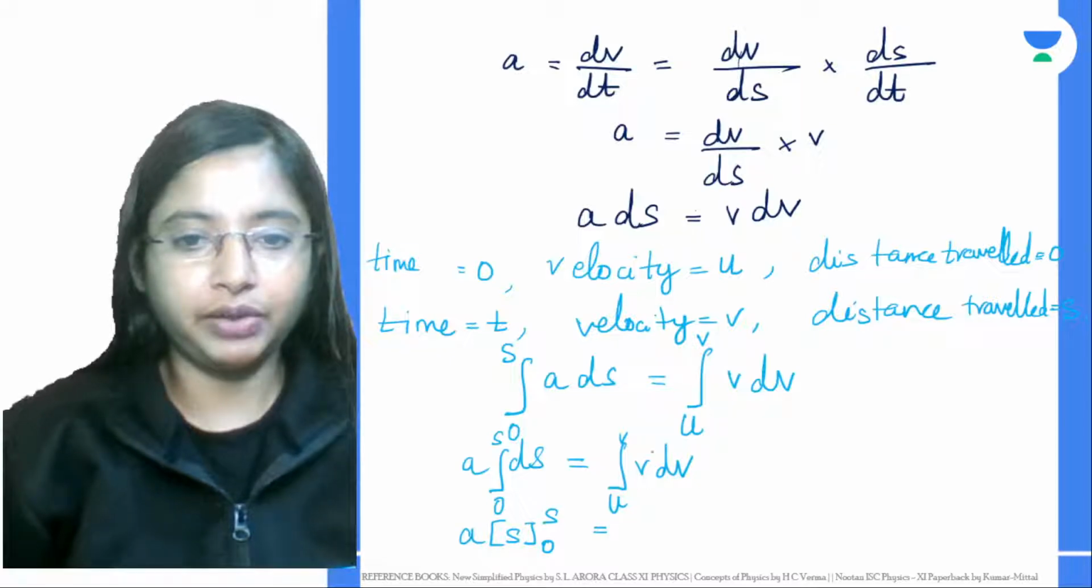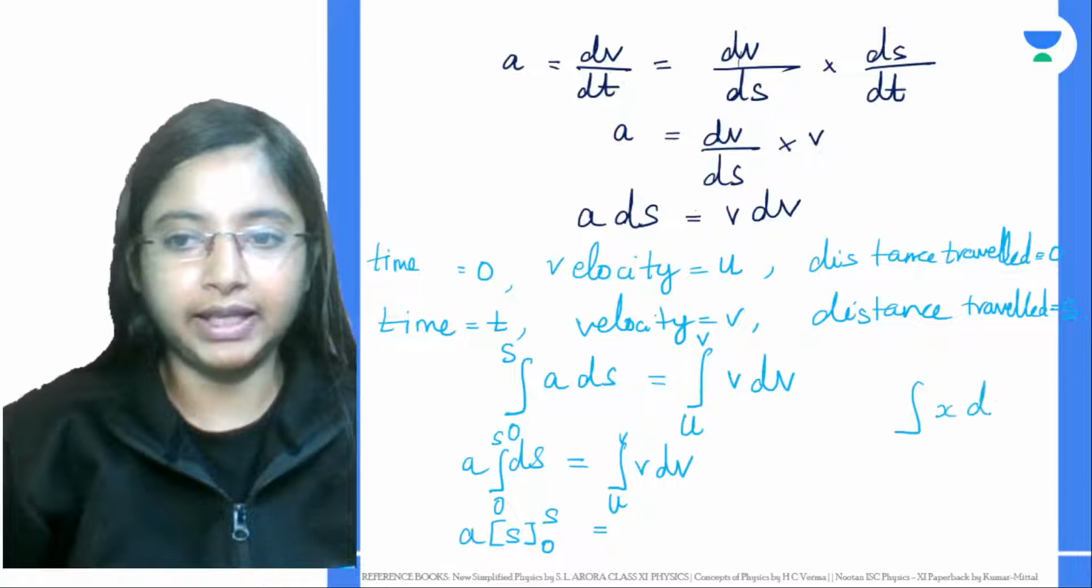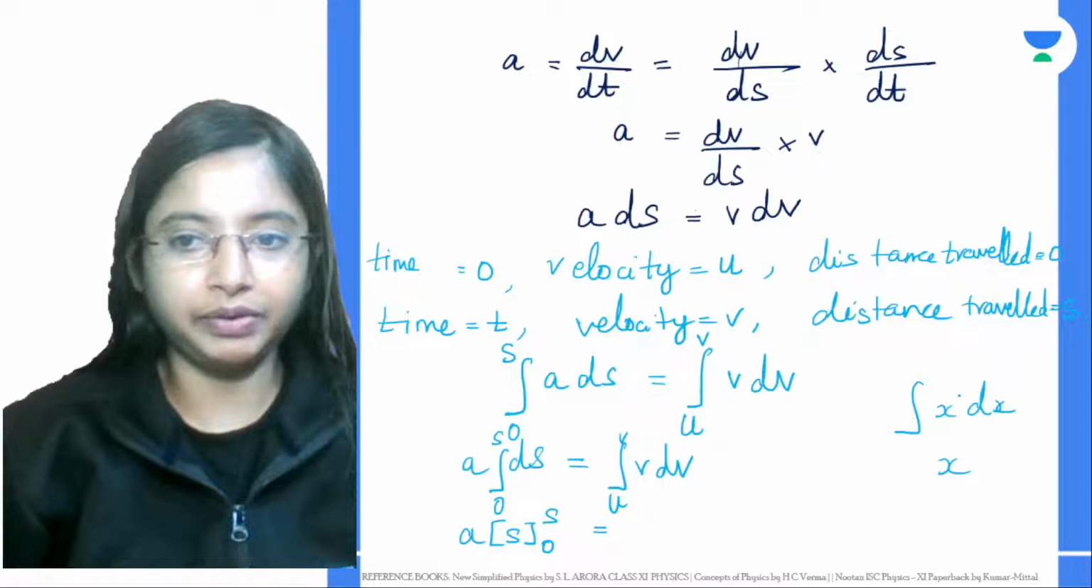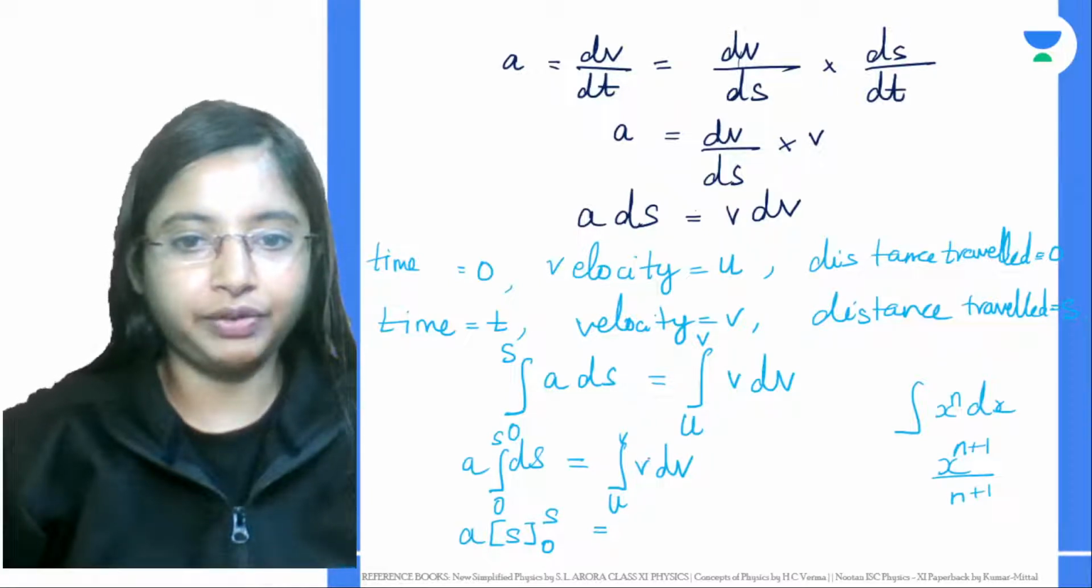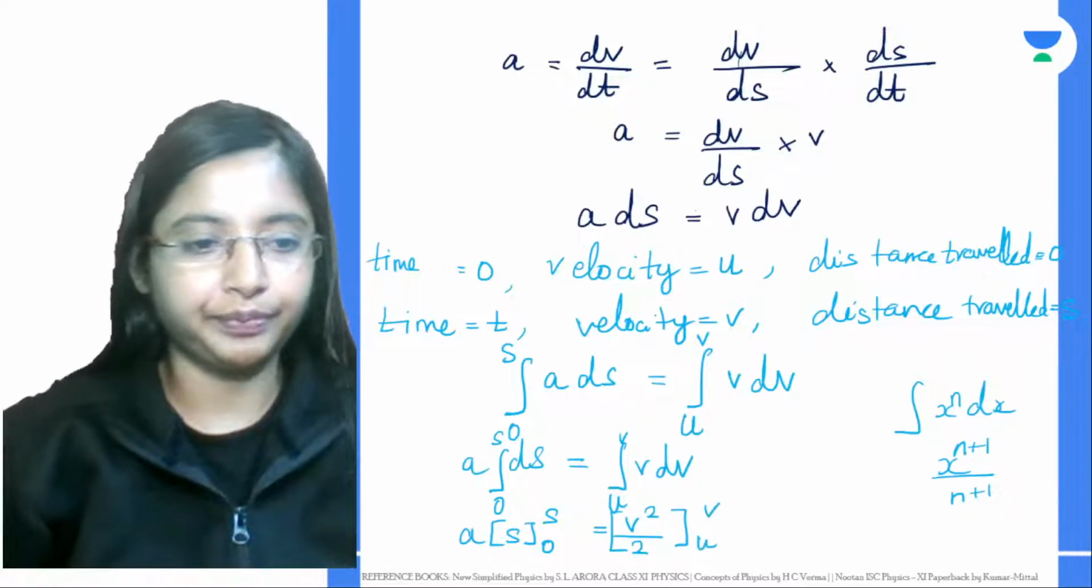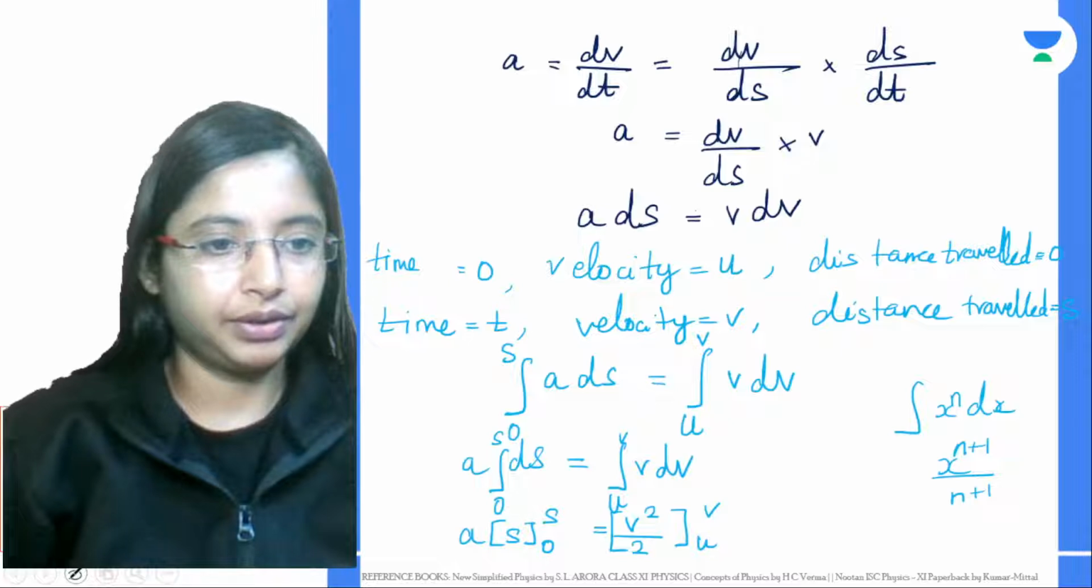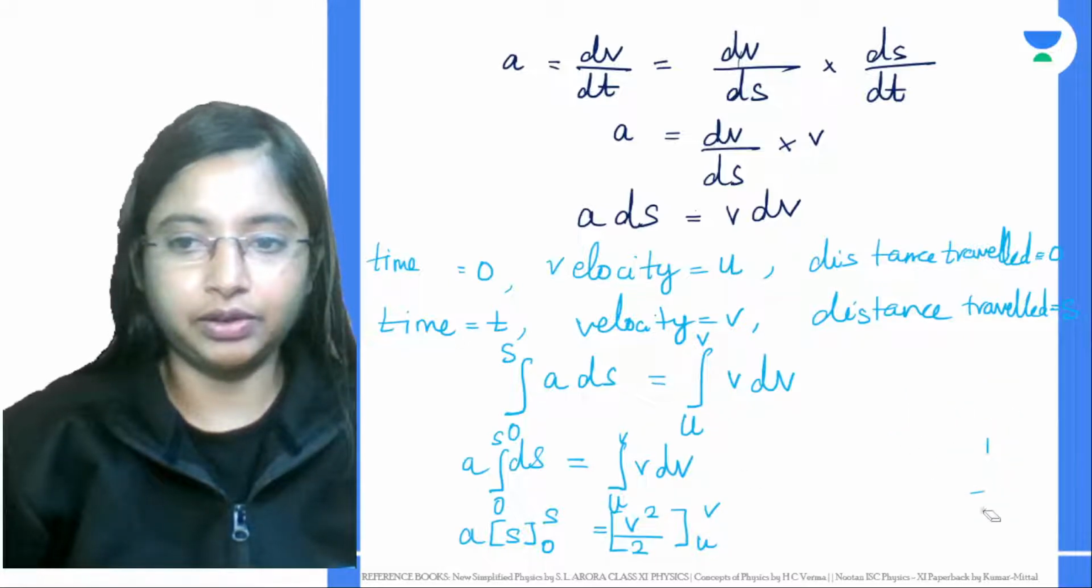Similarly, what will be the integration of v dv? Integration of x to the power of n dx is x to the power of n plus 1 by n plus 1. So here v to the power of 1 becomes v to the power of 1 plus 1, which is 2, divided by 1 plus 1, which is 2, within the limits u to v. I'm just going to do the rest of the calculation on the side.